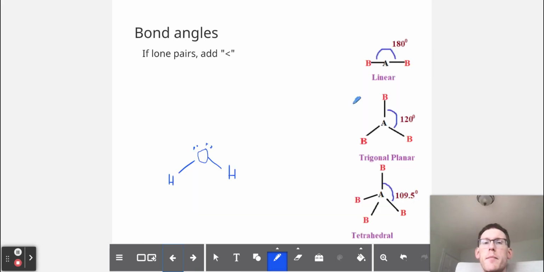We've already seen the main bond angles. However, if there are lone pairs on the central atom and we're trying to figure out what the angle is, then the angle is always going to be less than, or in this case, where there are 2 lone pairs, less than what you would think. So for H2O, it's less than 109.5.